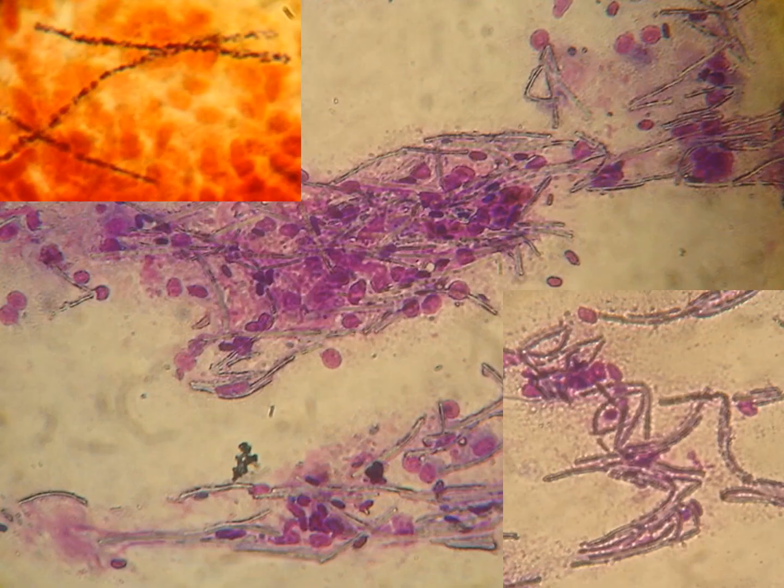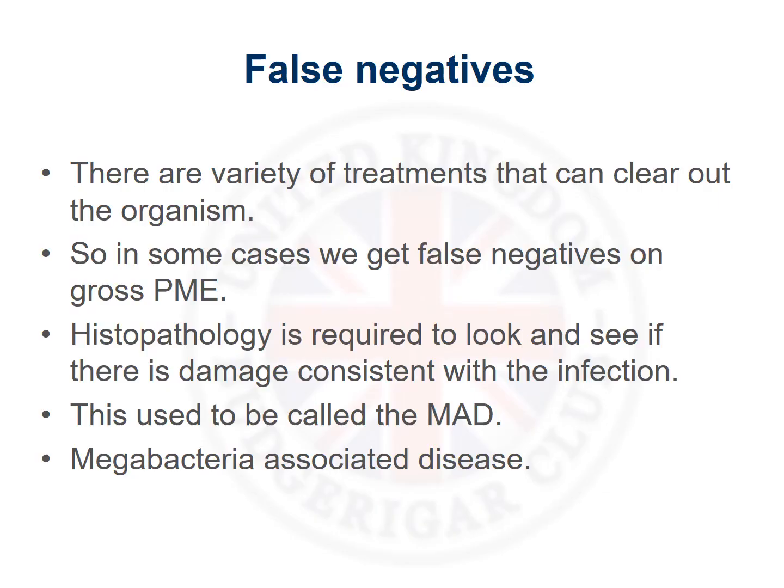Just a few more pictures here again, and once you've got used to seeing them from a cytological point of view, from a post-mortem point of view, then obviously very easy to identify. There are a variety of treatments out there that can clear out this organism, and we get a lot of cases that will come through on post-mortem that are negative, where you would also probably want histopath to say, okay, is there damage in this proventriculus that's consistent with having had this infection present? And this is sort of megabacteria associated disease, or MAD. But you do want to have the histopath alongside the cytology here to confirm that this is being pathogenic in that individual.